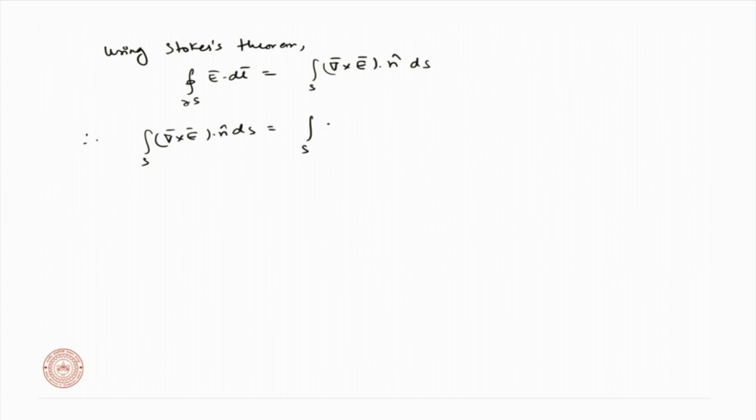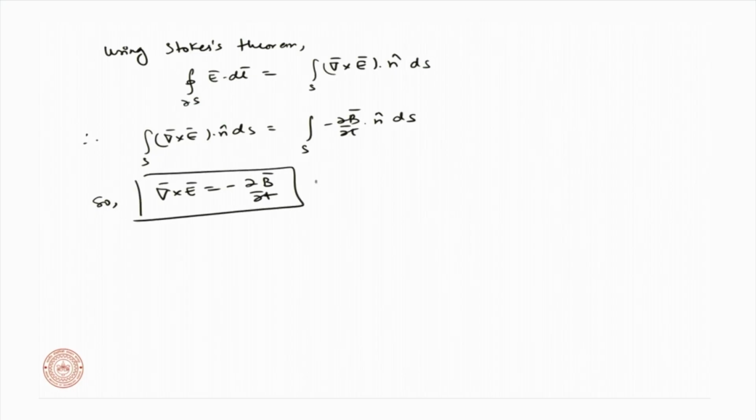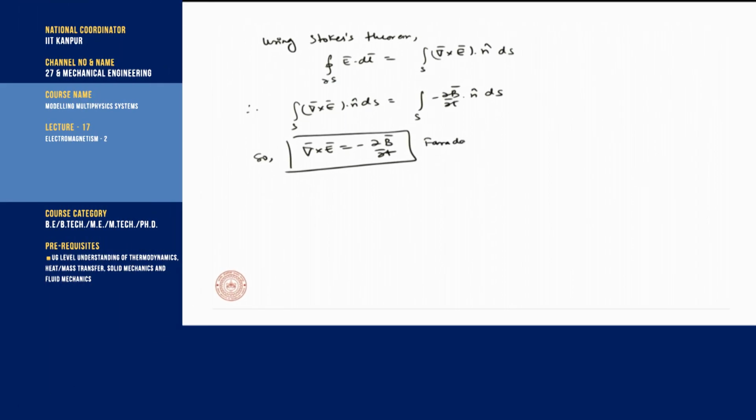is equal to integration over surface minus del B by del t dot with surface normal into dS. So, we can remove the integrations from both sides, and del cross E therefore equals minus del B vector by del t, and this is our Faraday's law, the Faraday's law of induction. We are inducing an electric field due to a time varying magnetic field.